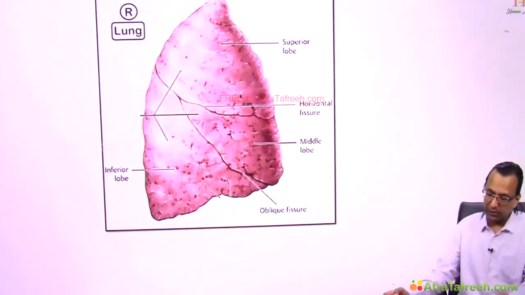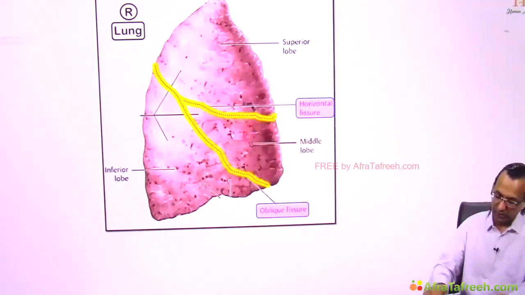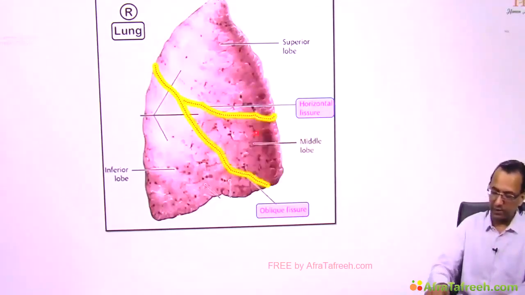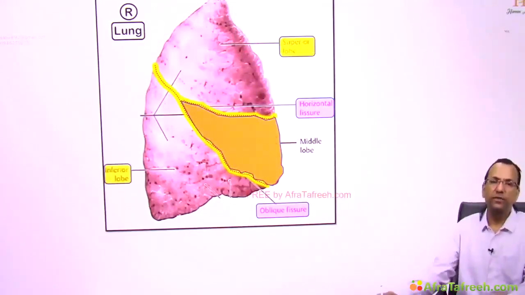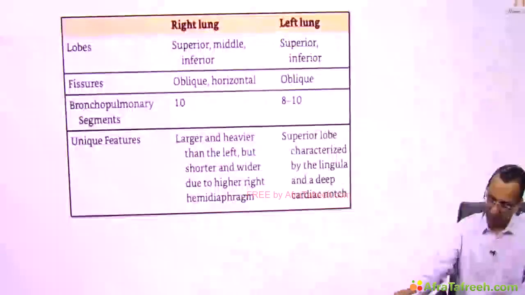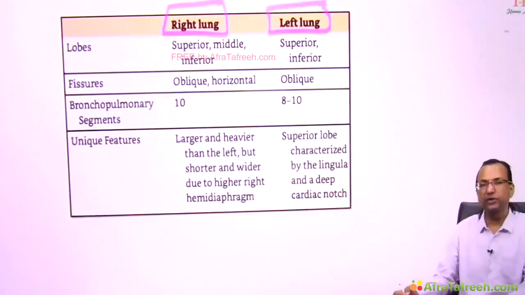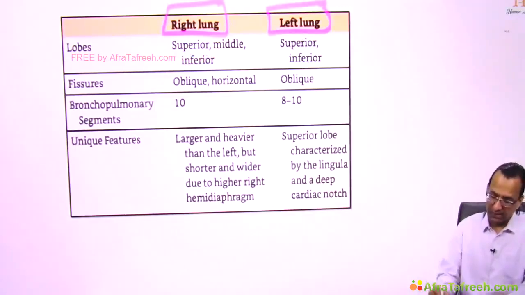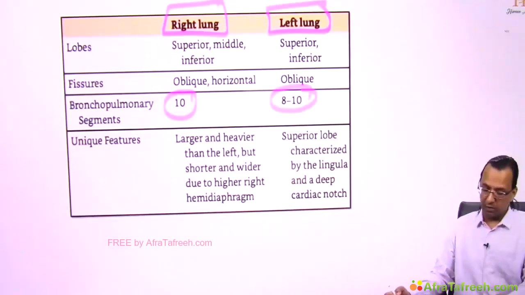As you draw, this is the horizontal fissure, which is present only in the right lung. This is the oblique fissure, which is present in both lungs, right and left. And this is the middle lobe, which is present only in the right lung. Then there is a right upper lobe, and a right lower lobe as well. This is the diagram which we are supposed to draw. But before you draw this diagram, you will understand that there are differences between the right lung and left lung. So what are the differences between right and left lung? Actually, I told you, the right lung has 10 BPS and the left lung can have 8 to 10. So it can be variable. And what is the other difference?